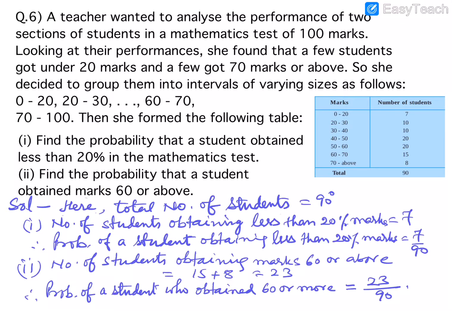Here the total number of students as observed from the table is 90 and the number of students obtaining less than 20% marks is 7 and therefore probability of a student obtaining less than 20% marks is equal to 7 by 90.